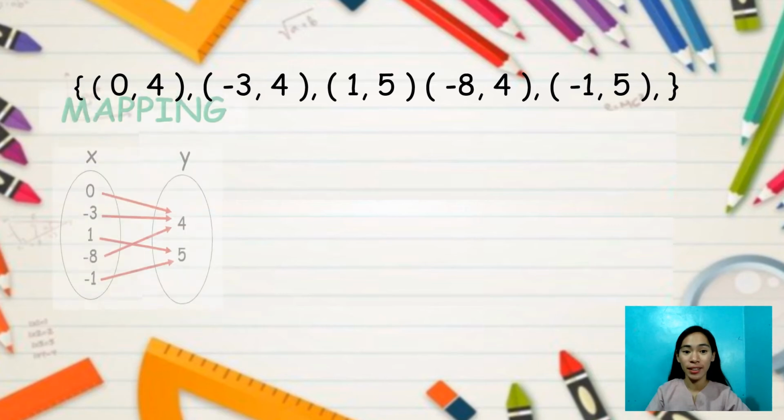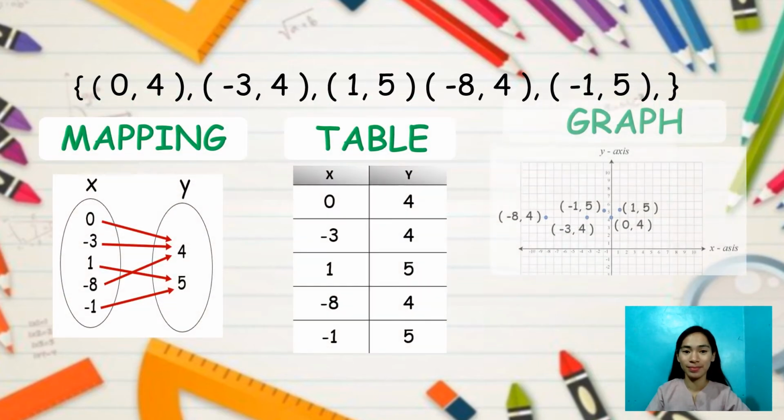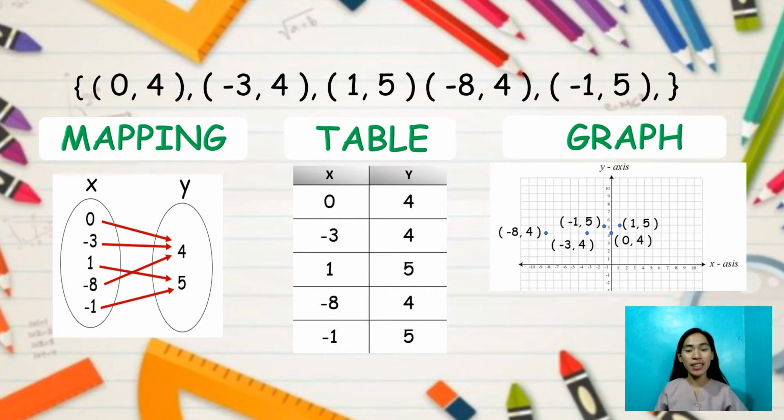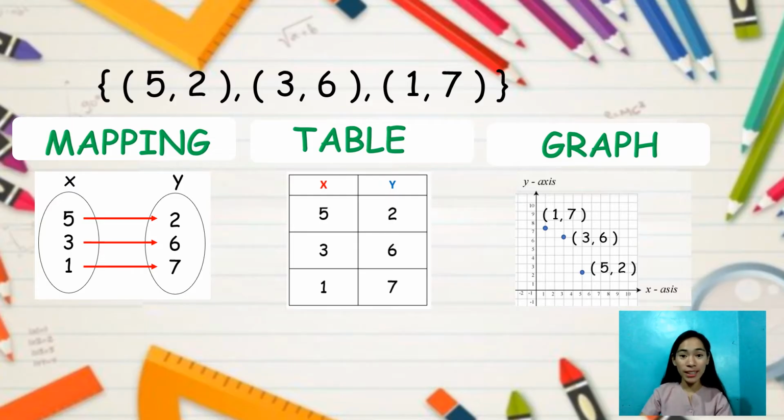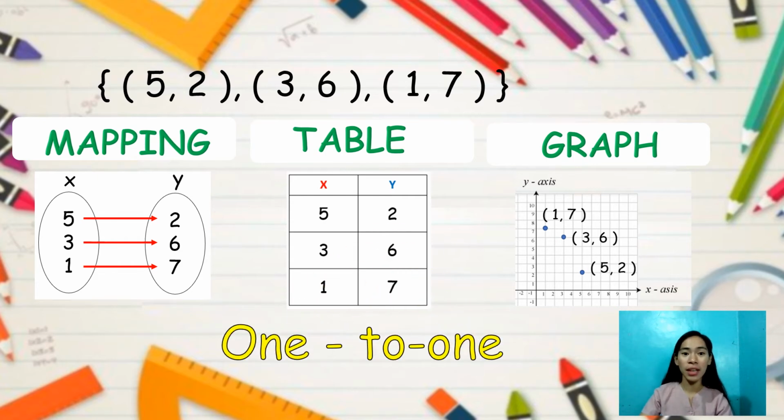In summary, since we have already discussed the different ways to represent a relation, now we are going to identify what type of relation they belong to. So first type is one-to-one. Every element of the domain is paired with a unique element of the range. Our example number 1 is an example of one-to-one relation, since every element of the domain is paired with exactly one element of the range.